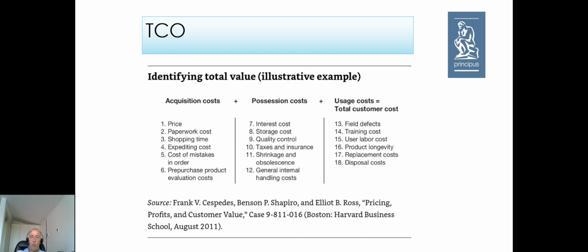TCO calculation was used in solution selling a lot. This is changing now, since the new business model, everything as a service, is not focused so much on initial buying, but more on extended usage, and because of that, initial investment is not the main issue anymore. But if you are still using it, make sure you understand all elements of total cost calculation. In the slide you can see one model from Frank Cespedes and Benson Shapiro and Elliot Ross that includes areas like acquisition cost, possession cost, and usage cost.